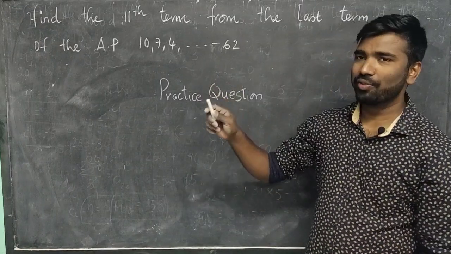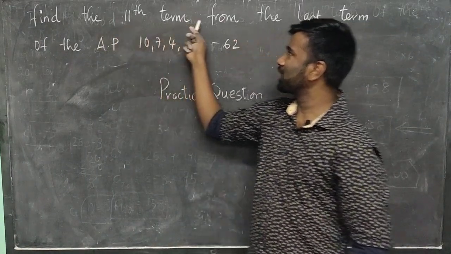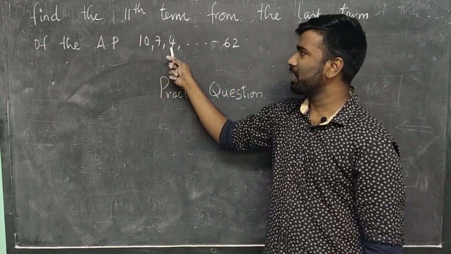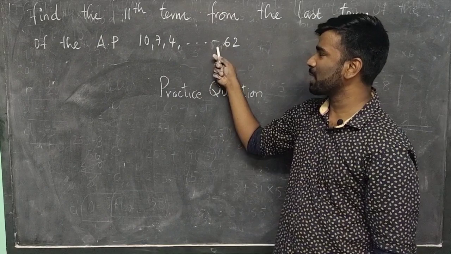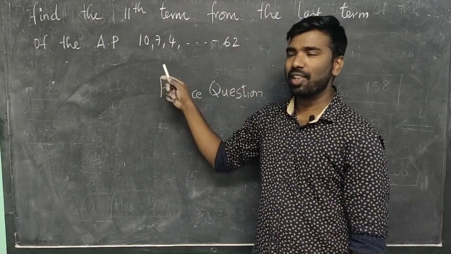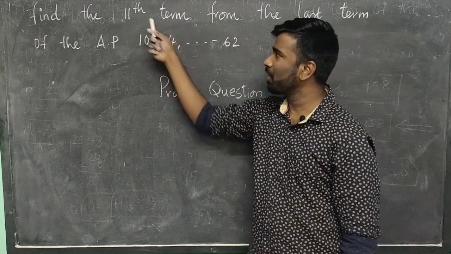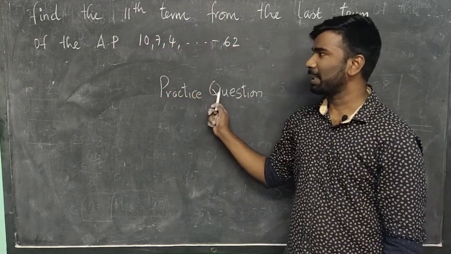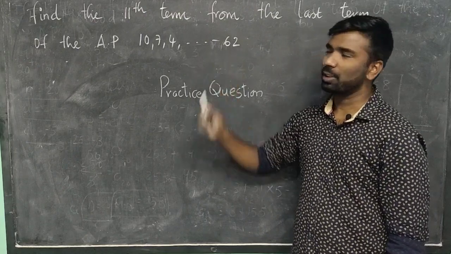Students, a practice question for you. Find the 11th term from the last term of the AP 10, 7, 4, and the given last term is minus 62. In the same way as we have solved the previous problem using those concepts, find out the 11th term from the last term. Practice and find out the solution for this question.